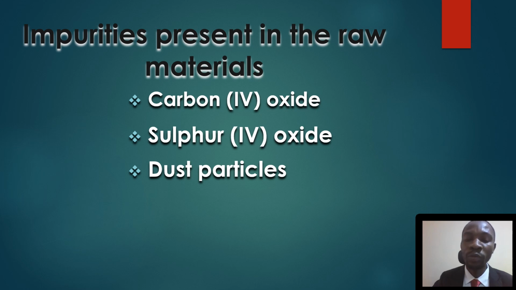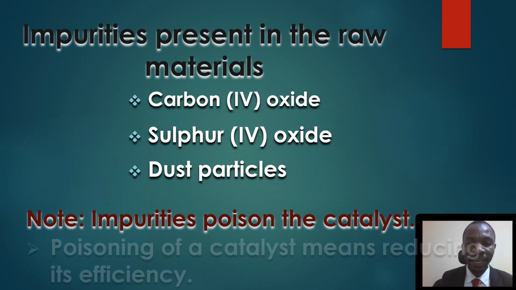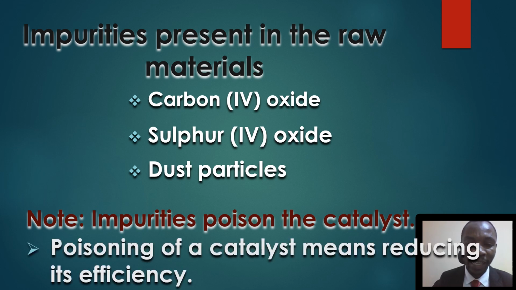So why should you remove them? Remember, we are going to use a catalyst, and the catalyst can be easily poisoned by these impurities. So we remove impurities to avoid poisoning of the catalyst. And what is poisoning? This simply means reducing the efficiency of the catalyst.